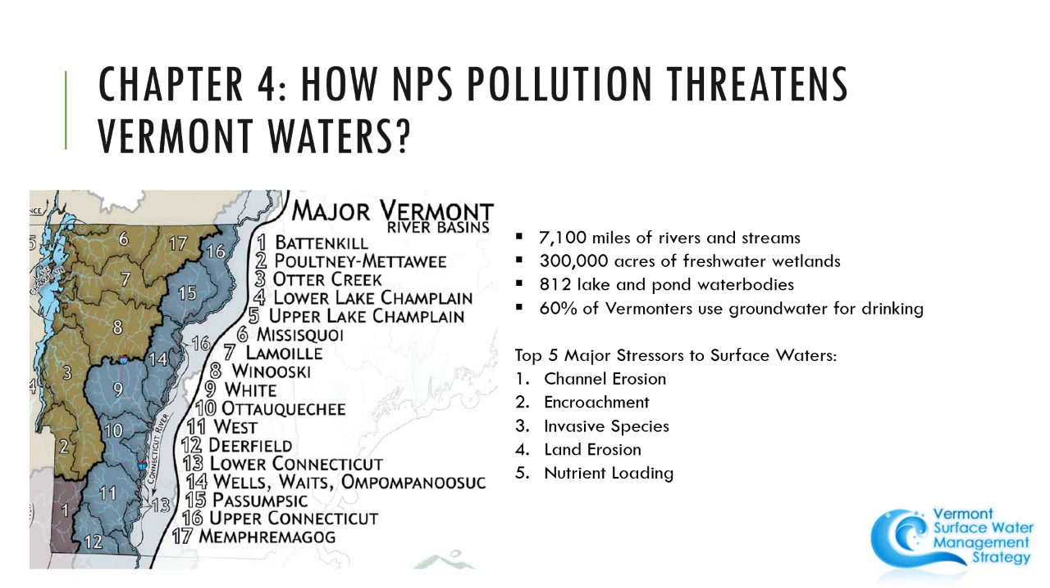Oh, did I skip one? Land erosion, or the delivery of sediments off of land surfaces, increases sediments and absorbed sediments, the loading of those into surface waters. And then the final one is nutrient loading, which you may have heard about, comes from a variety of sources such as septic systems, fertilizer, agriculture. The nutrients of concern in Vermont are mainly phosphorus and nitrogen.